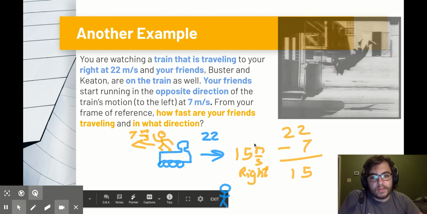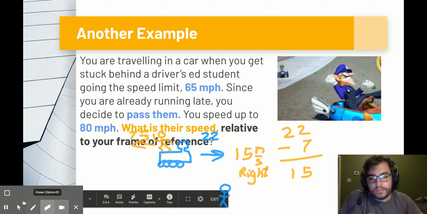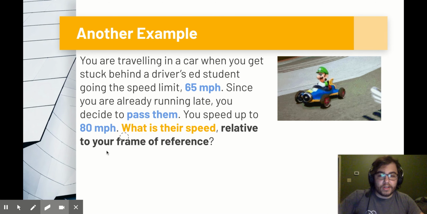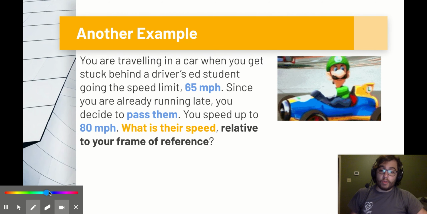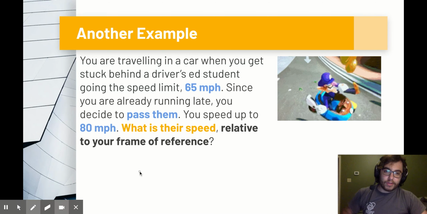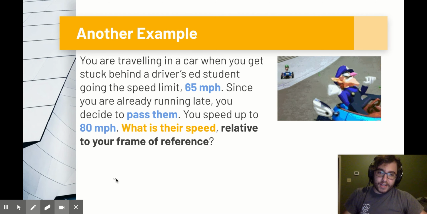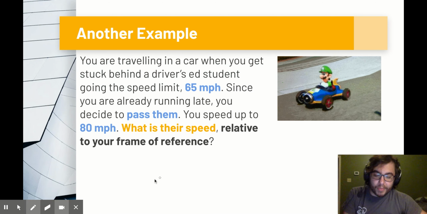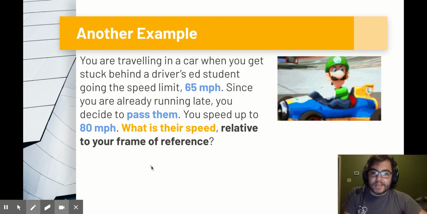All right. Next example. So you're traveling in a car when you get stuck behind a driver's ed student. Typical. Plenty of you have probably suffered that fate or been the driver's ed student and seen other people driving by you and you're like, look at these dang kids going so fast these days. I can't. They're going to get in a wreck. And then you eventually become the person you hate. Very classic story. Tale as old as time, honestly.